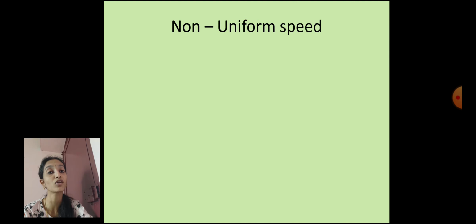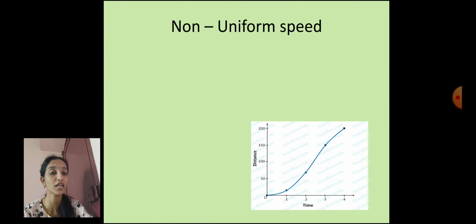The next is non-uniform speed. Non-uniform means there is no sameness, there is a difference, right? From this picture, we can understand that the x-axis represents the time and the y-axis represents the distance. So distance changes, right? That line is curved in shape.